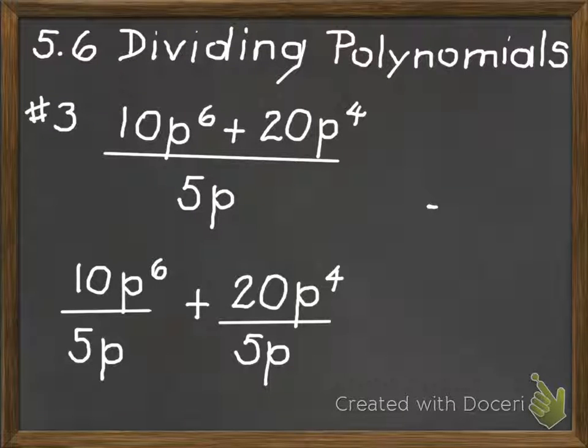Section 5.6, Dividing Polynomials. Number 3. 10 times p to the power of 6 plus 20 times p to the power of 4, over 5p. Here we're being asked to divide a binomial in the numerator by a monomial.